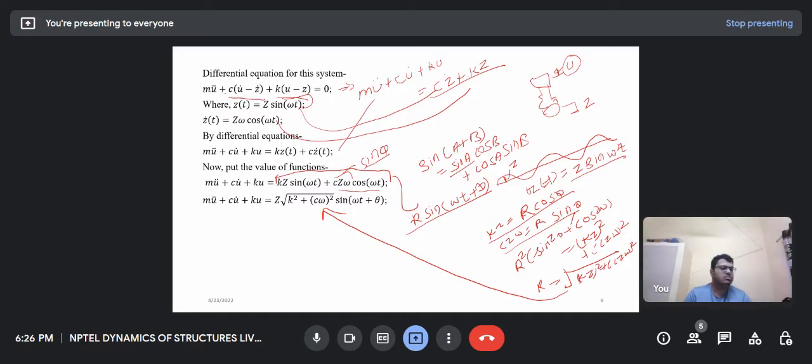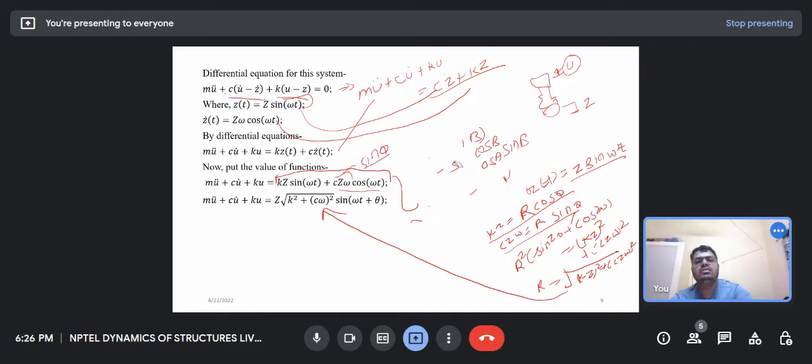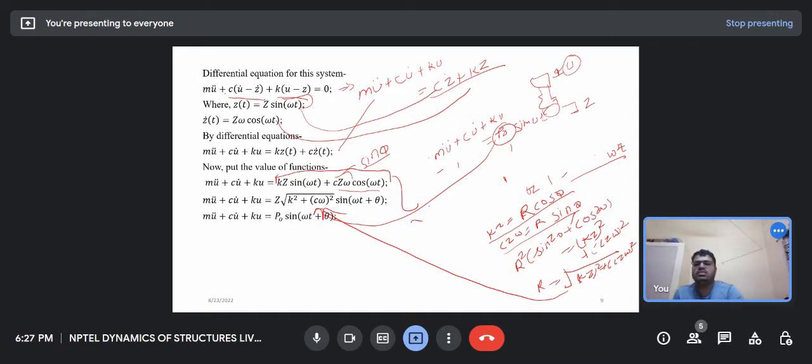Any doubt? Okay, so now this is the same differential equation that I solved in the week 2 or week 3 content. It is the same kind of equation in which only the multiplication factor changes. Like if my equation was m u double dot plus c u dot plus k u is equal to some p naught into sine omega t, that was the equation. So only my p naught is this one. So my response is, this is the p naught.